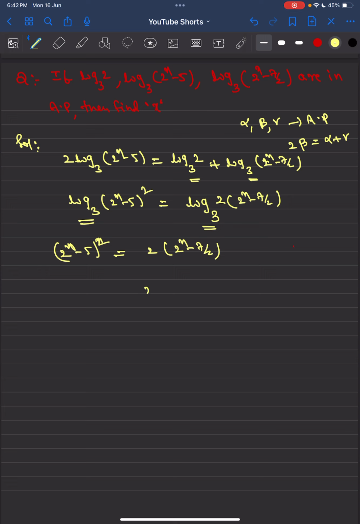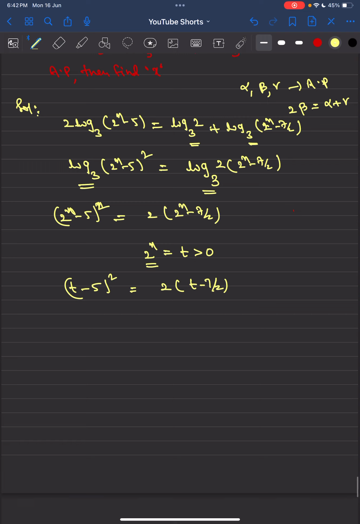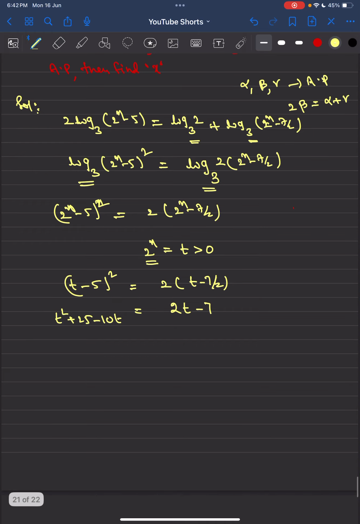So now for algebraic convenience, you let 2^x equal to t, which is greater than 0, because 2^x is always positive. So now this becomes (t minus 5) whole square is equal to 2 into (t minus 7/2). If you open this bracket, this becomes 2t minus 7 is equal to t square plus 25 minus 10t.